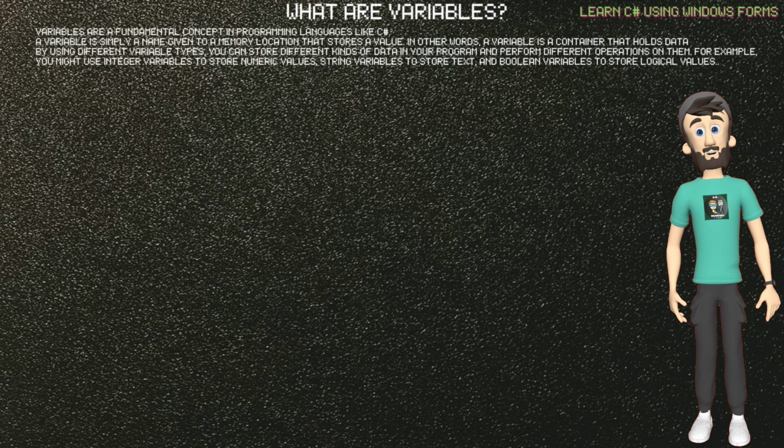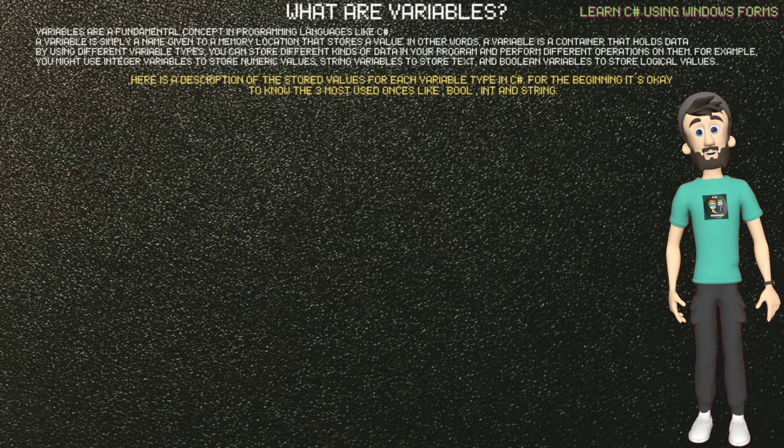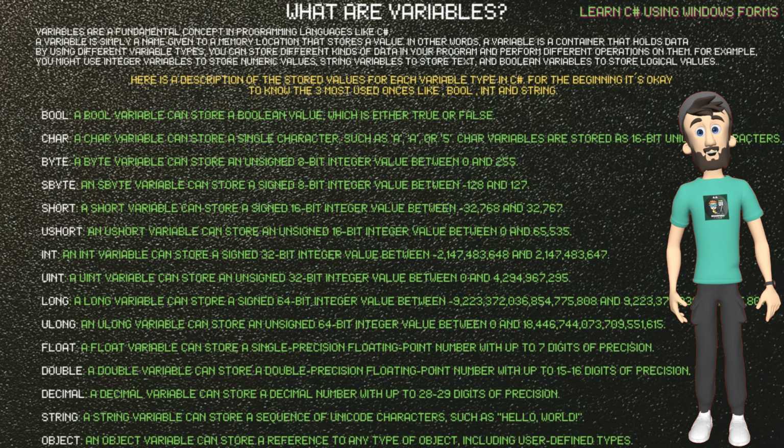Here is a description of the stored values for each variable type in C#. For the beginning, it's okay to know the three most used ones like bool, int and string. Bool. A bool variable can store a Boolean value, which is either true or false. Int.